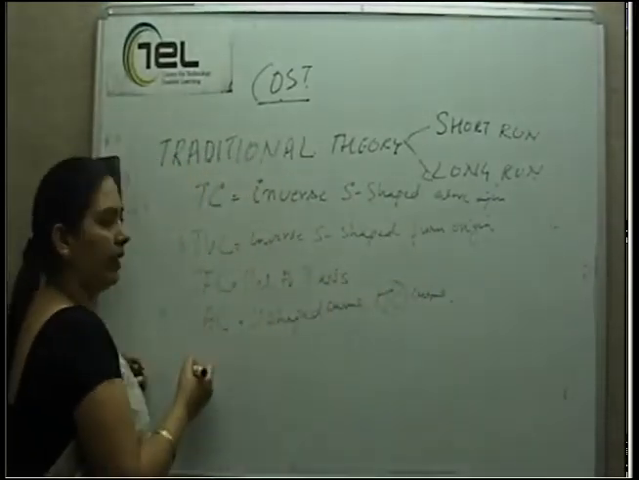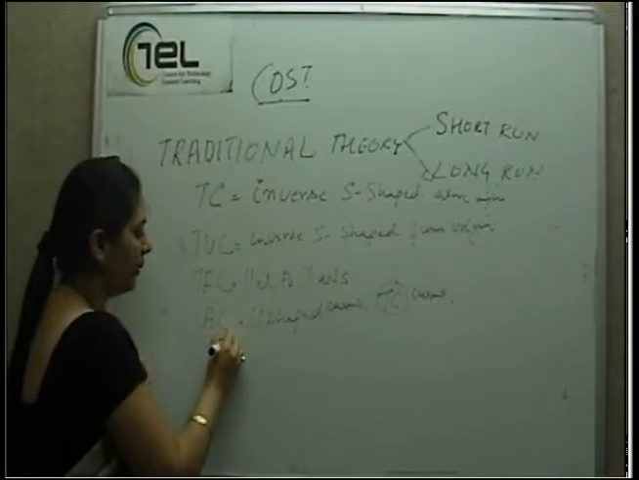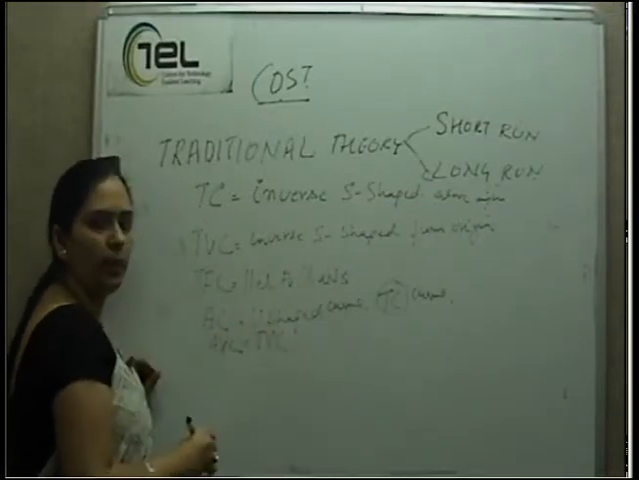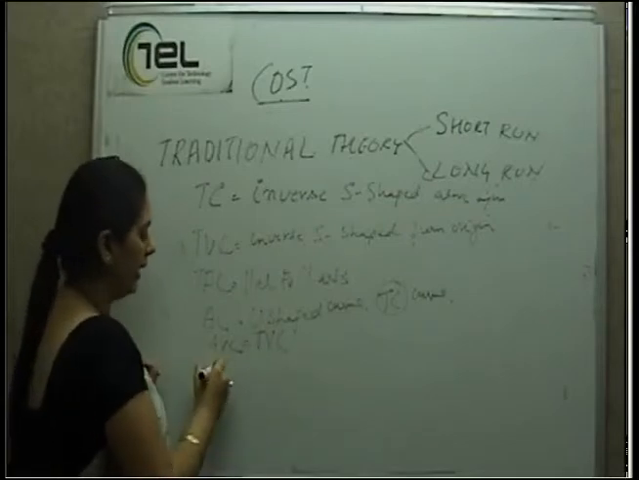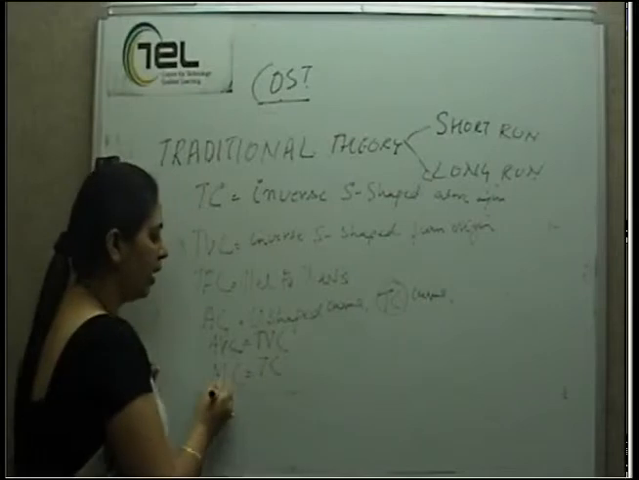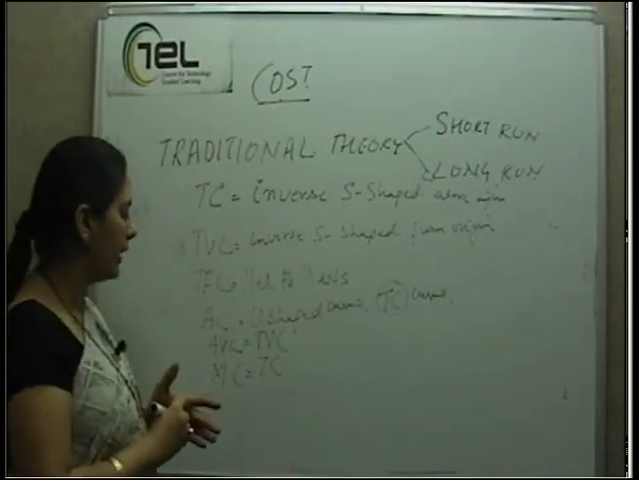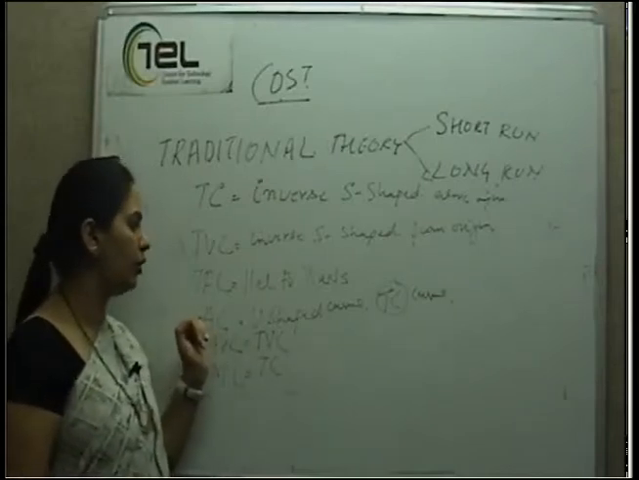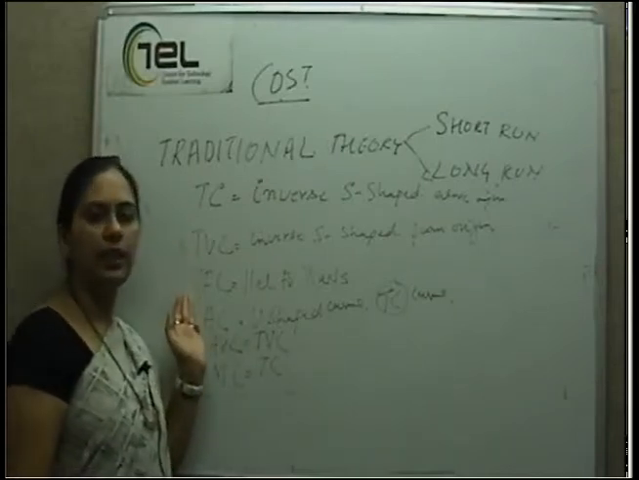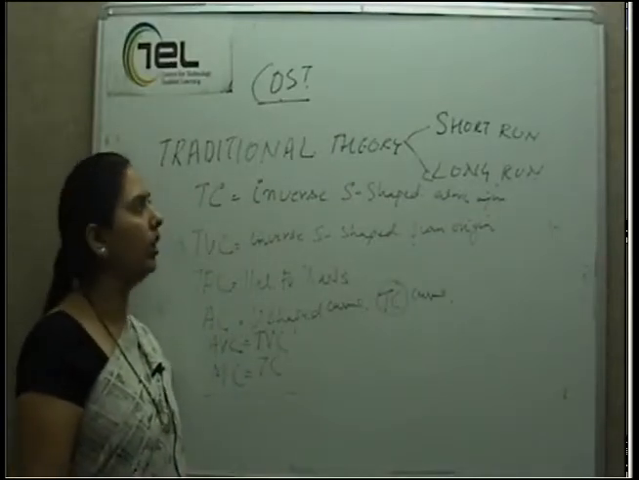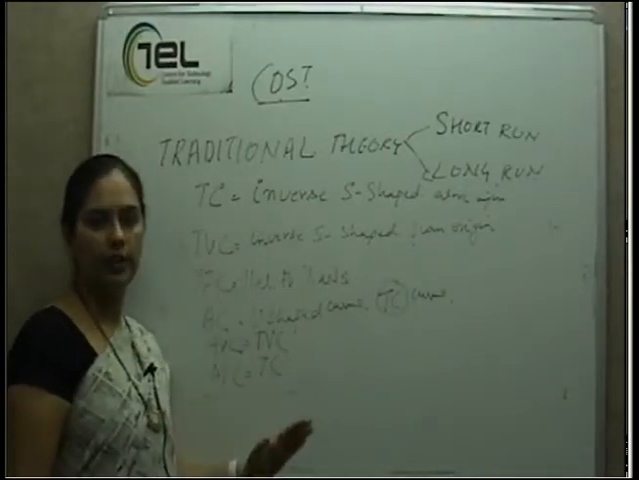Then my average variable cost curve was drawn with the help of the total variable cost curve, and in the end my marginal cost curve was drawn with the help of the total cost curve, where the marginal cost curve was again U-shaped. AVC is U-shaped, AC is U-shaped, and TC, TVC and TFC we have seen. So, these were all the graphs of short run traditional theory cost concepts.